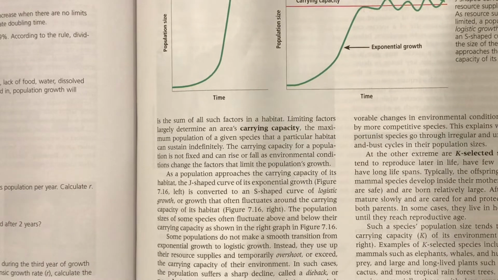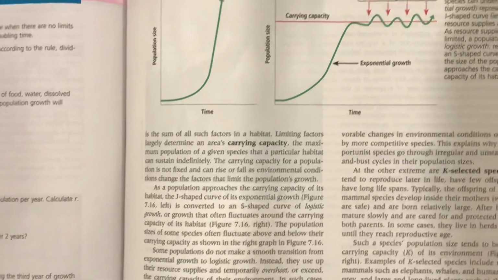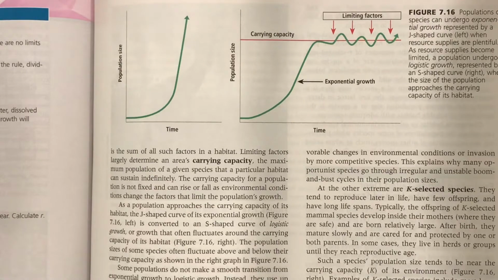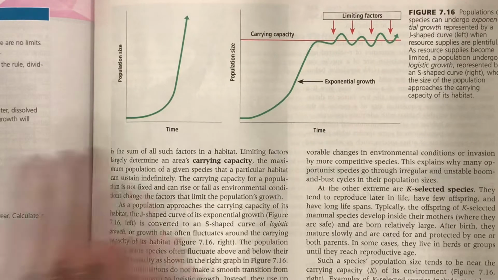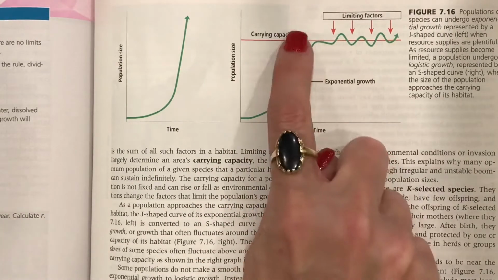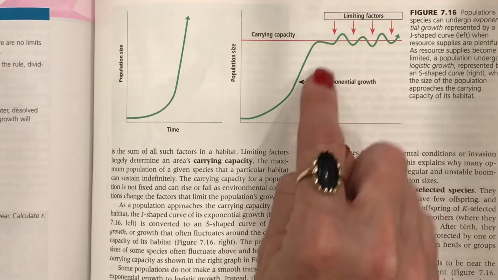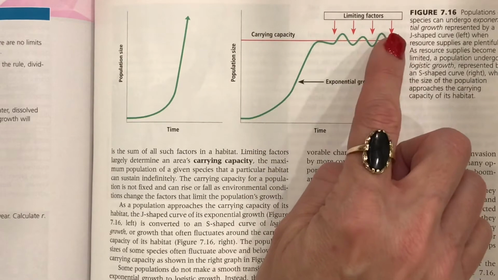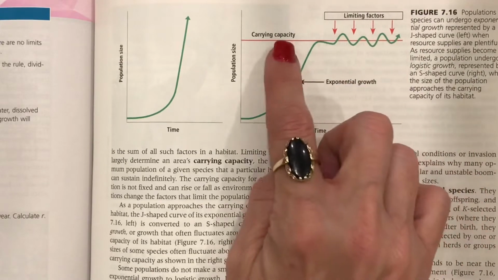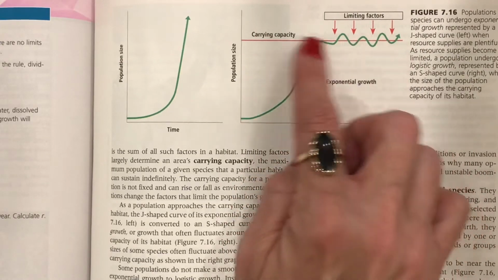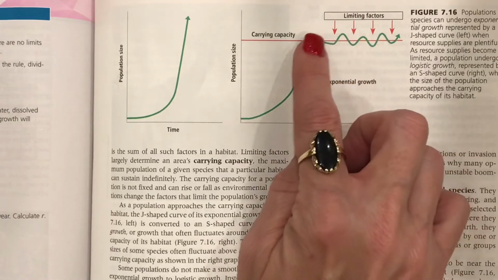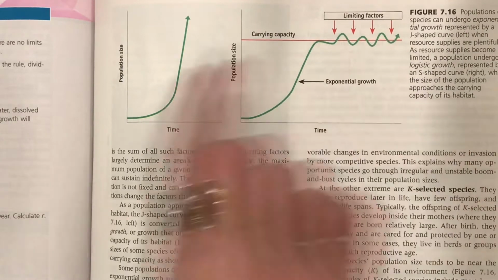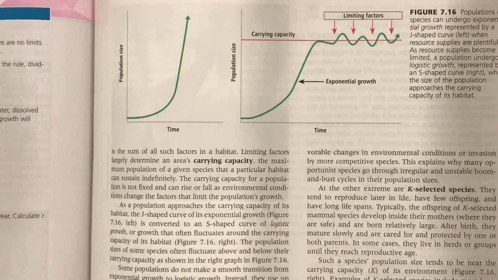Look at figure 7.16, which we have done a lot already right there. Again, note the shape of the graph once the population reaches carrying capacity. So you're never going to have it just hovering here. This is where you have the up, down, up, down, up, down. Carrying capacity, the letter symbol for that is K. This is where K-selected species live, right at their carrying capacity, where things stay relatively the same.